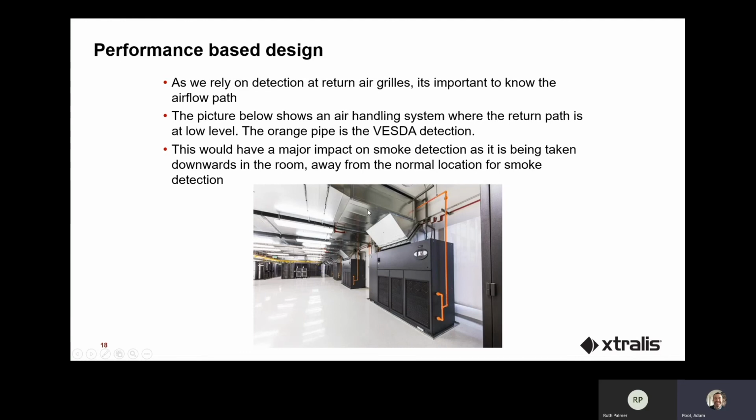And this would have a major impact on smoke detection because the smoke is immediately being taken away from the normal position that smoke detectors would be located. So it's very important to understand the airflow characteristics within a data hall to make sure that the primary protection is being deployed correctly and with the best possible solution.